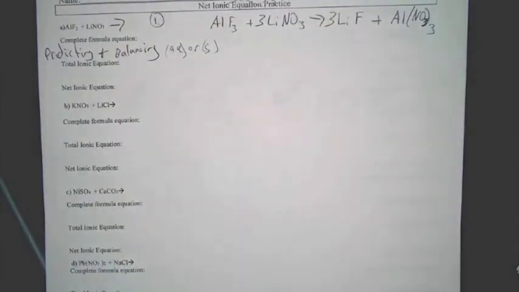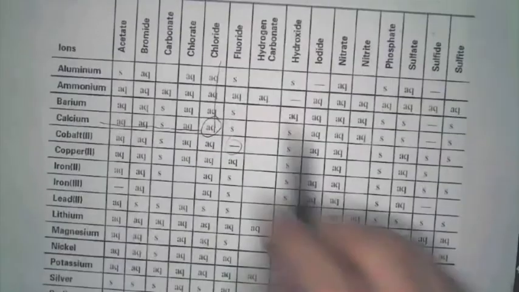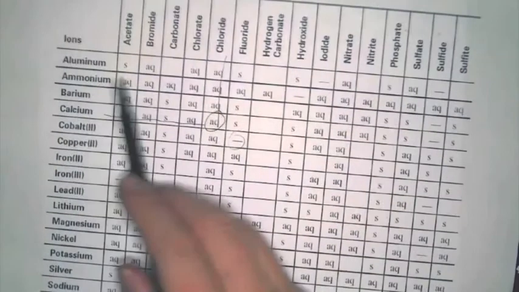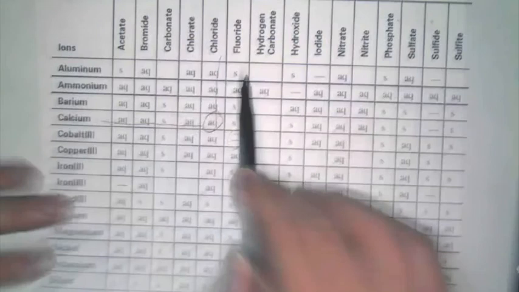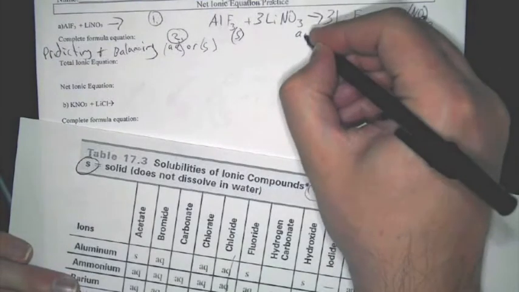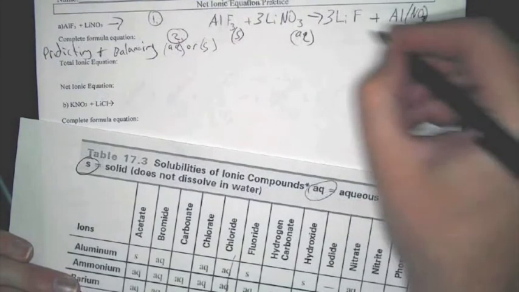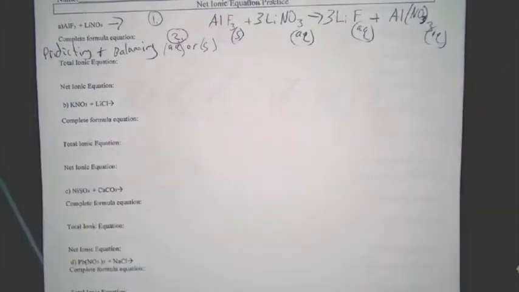All right. So, step 2 now: identify the phases. If you look up everything on your chart, you look up aluminum fluoride. That's a solid. Then everything else, once you look it up, will be aqueous.